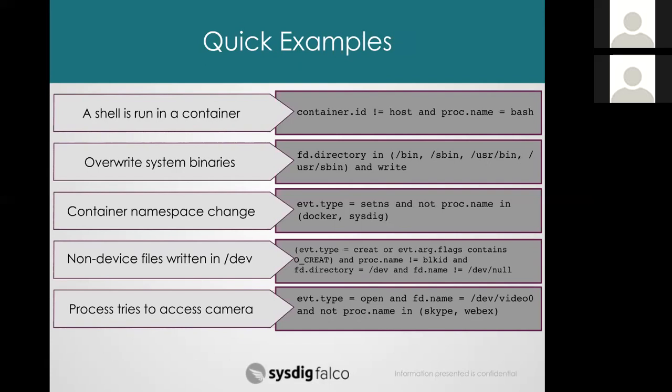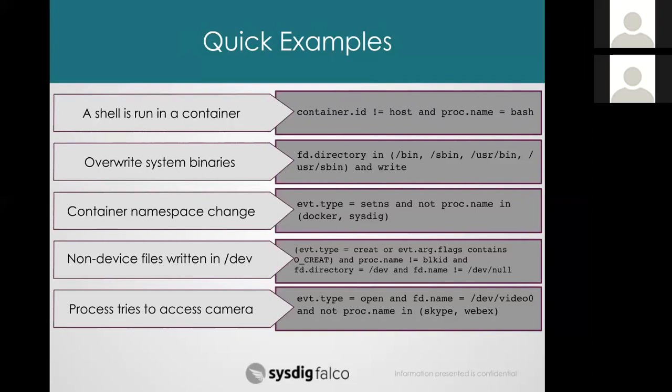Another thing to look for is somebody trying to change their namespace. Are they trying to break out of the container they're in to get visibility into the host system? Are they trying to masquerade as one container or another? That's not something you would normally expect to see. And if you want to detect that, here's how you would do it. You would just look for the event type being the system call setns. There are certain programs that you would expect to do that, like Docker and Sysdig. And so if it's not one of those, then it's some suspicious activity.